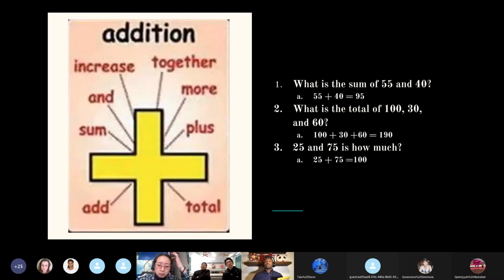And lastly, 25 and 75 is how much. Sometimes that will also be asked because the and is telling us that we are figuring out both of those numbers together is how much. So again, you could do 25 plus 75 equals 100. Do we have any questions here on this first element of simple operations?